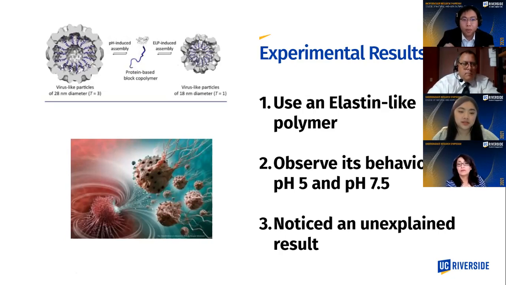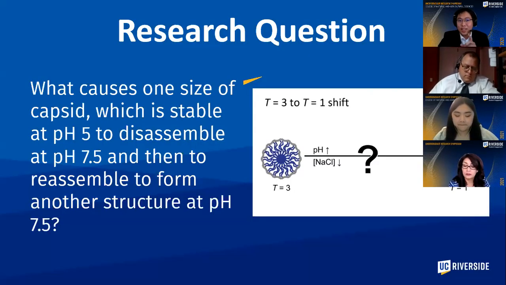They noticed that at the T3, so T3 and T1 simply refer to the symmetry. But for now, let's take T3, the bigger number is the larger capsid. The numbers essentially correspond to how big the capsid is. Let's simplify that for now. And they noticed that when they put it in these different solutions, the T3 actually disassembled and reassembled into T equals 1, a smaller size capsid. And this phenomenon has yet to have an explanation.